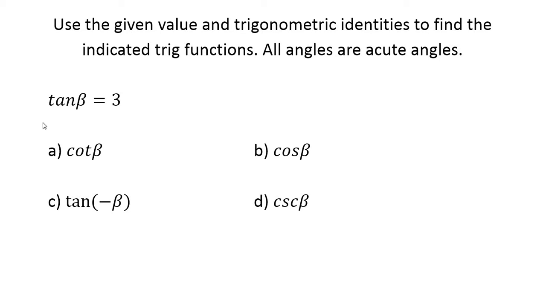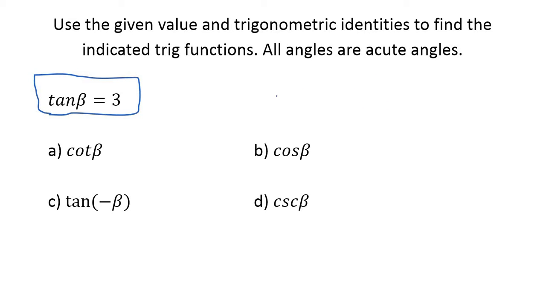So over here, you can see that we have tangent of beta equals 3. So that's what's provided to us. You may say, well, tangent of beta equals 3. Great, what does that tell me? Well, get into the habit of representing things with a triangle. Okay, so let's go ahead and draw a triangle.